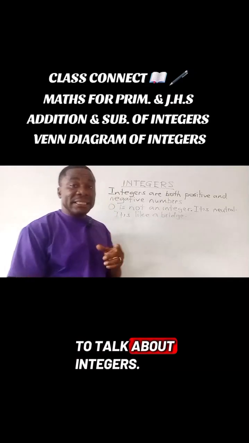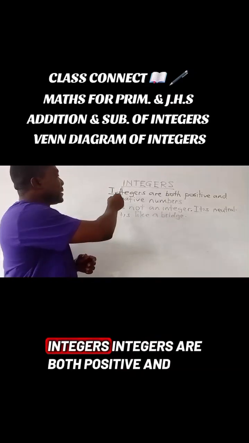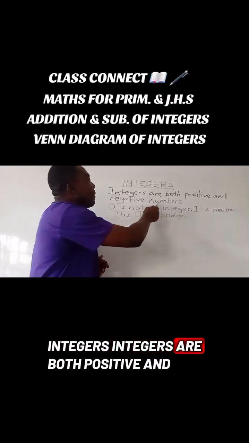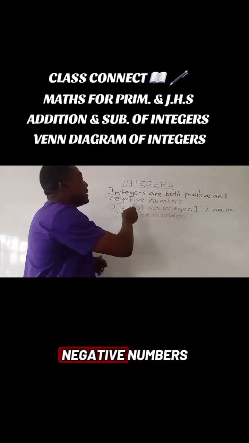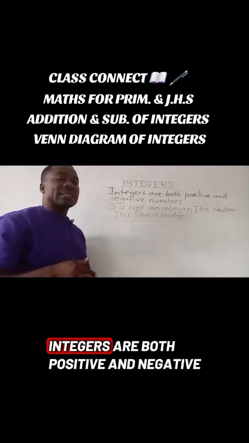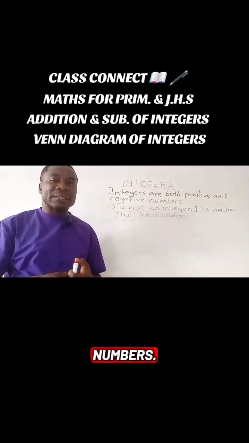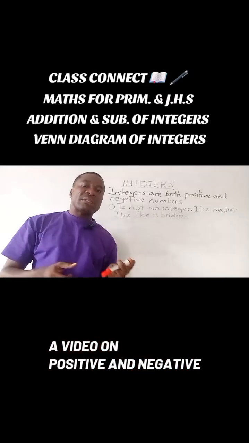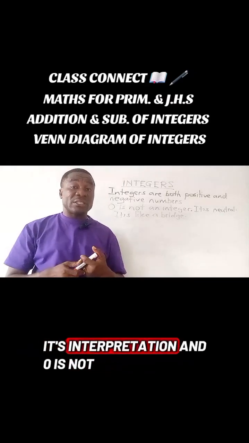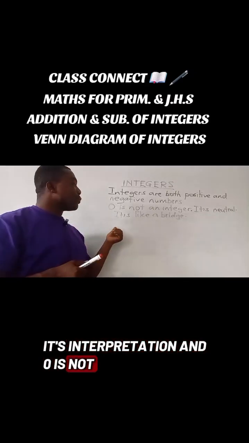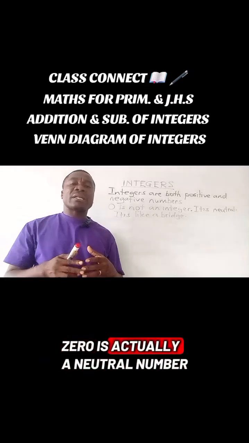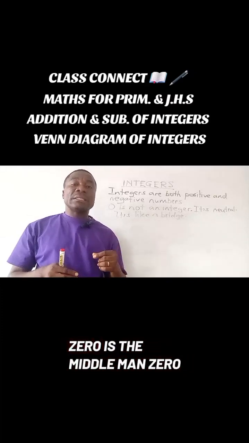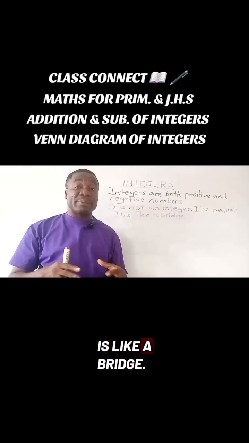Now, I want to talk about integers. Integers are both positive and negative numbers. As I said, I've already done a video on positive and negative numbers, its interpretation. And 0 is not an integer. 0 is actually a neutral number. 0 is the middleman. 0 is like a bridge.